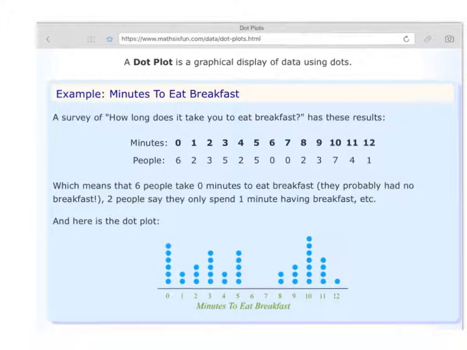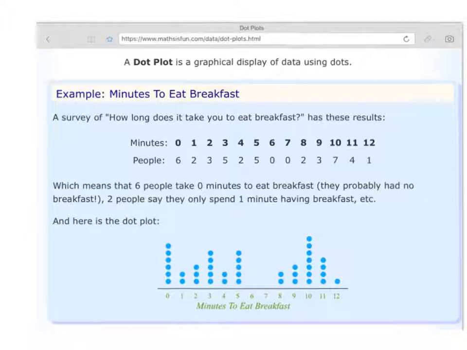So this is an example of a dot plot, and it represents the results of a survey. The survey was, how long does it take you to eat breakfast? And the results were that 6 people reported that it took 0 minutes, 2 people reported that it took them 1 minute. So this means that the 6 people who took 0 minutes to eat breakfast, well, they really probably had no breakfast then, really. And 2 people said that they only spent 1 minute having breakfast.